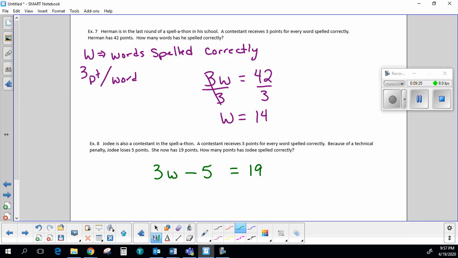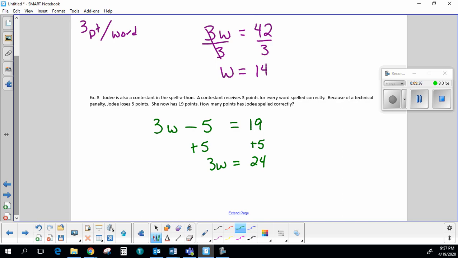When I go to solve, I'm going to add 5 to both sides, and I'm going to get 3W is equal to 24. And I'm going to divide by 3, just like I did with example 7. And my answer is going to be 8 words that she has correctly spelled. All right, that's the end of my examples for 6.1 and 6.2.